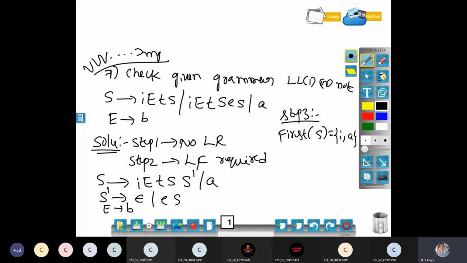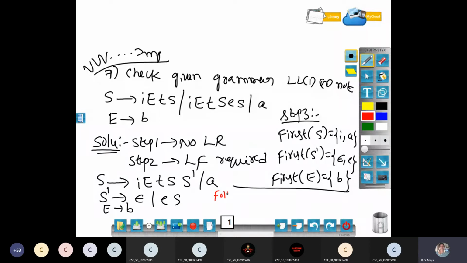First of S is i comma a. First of S dash is equal to epsilon comma e. Let me go for the last one. First of E is equal to b. The same way we have to find the follow for the given grammar.